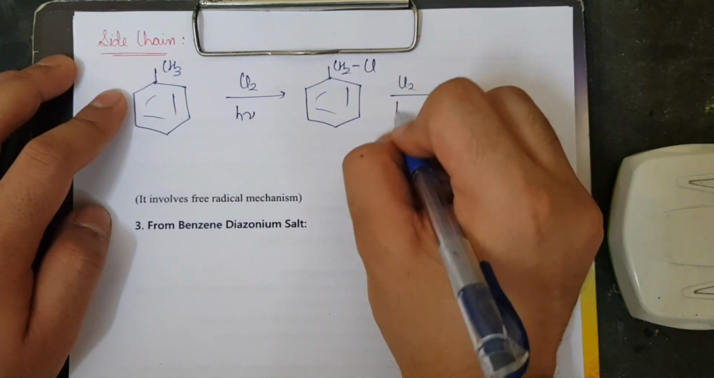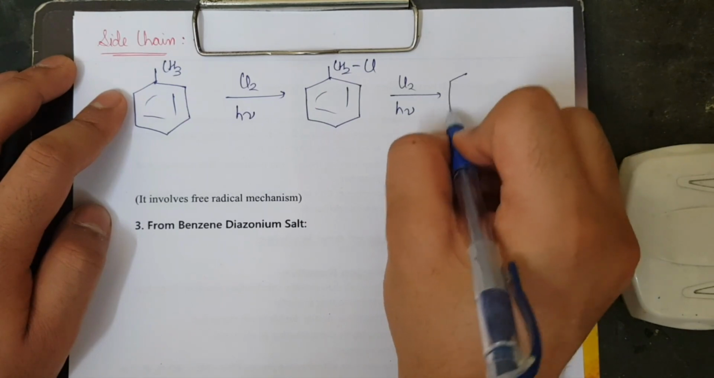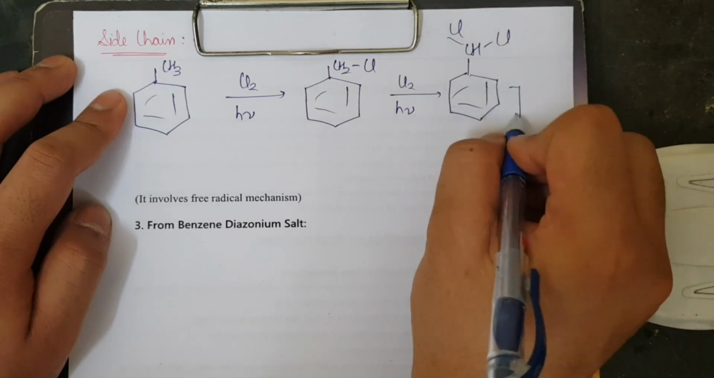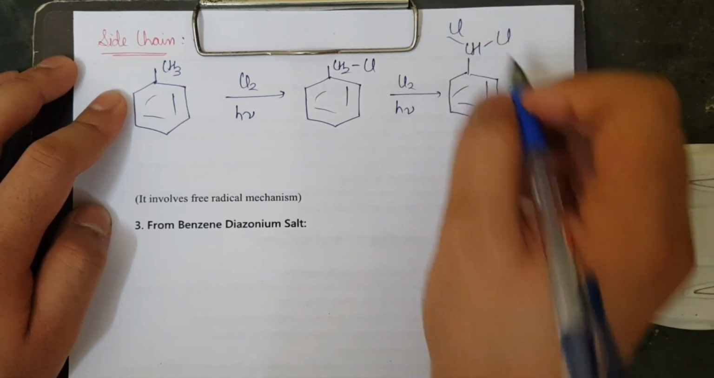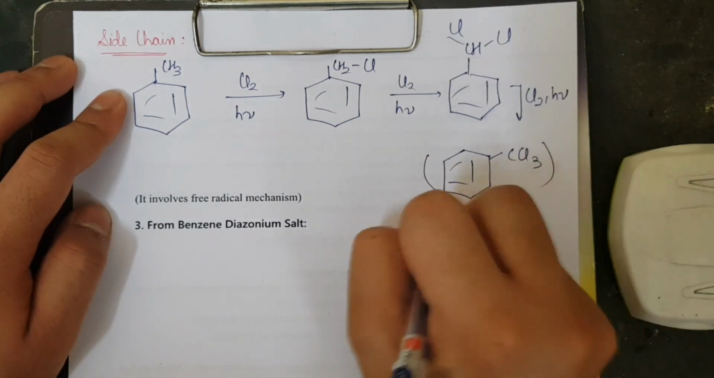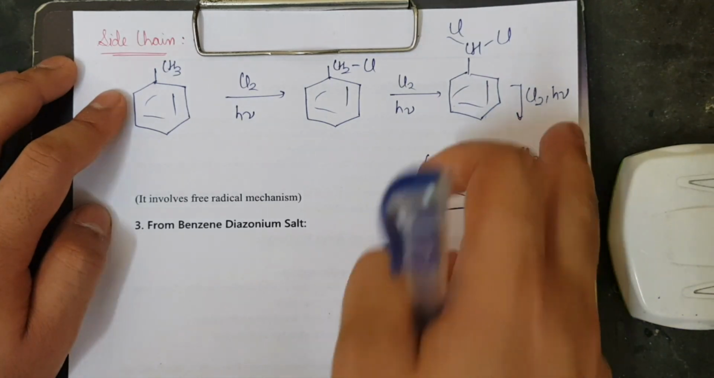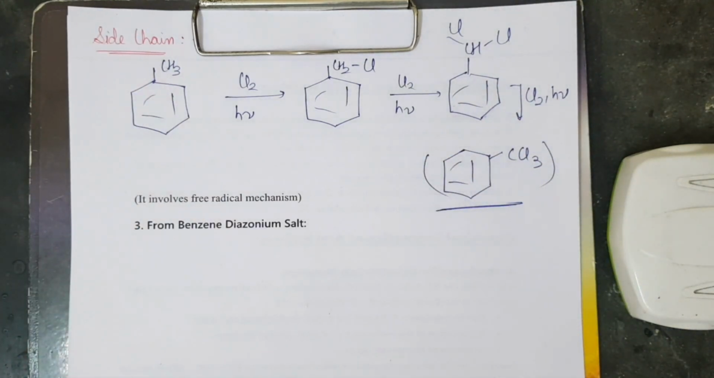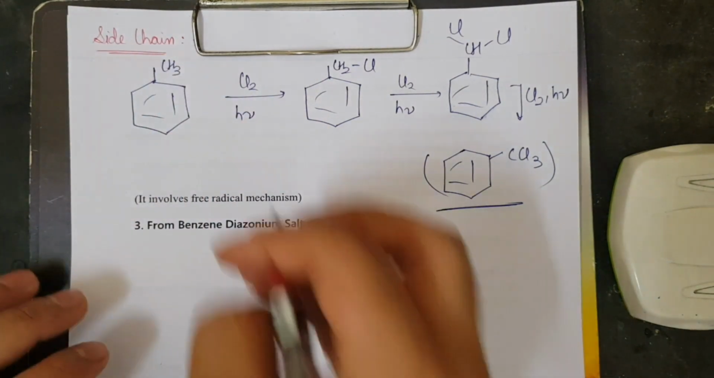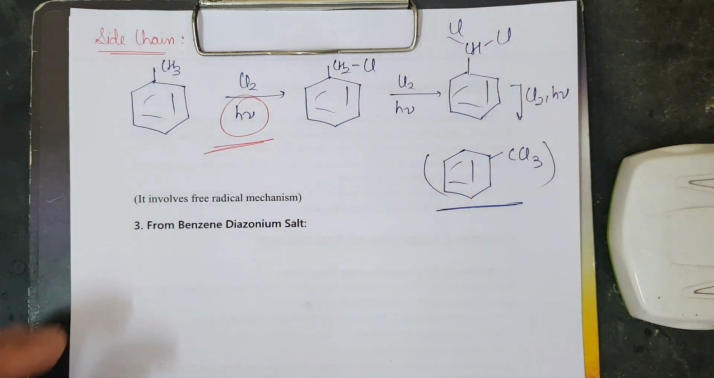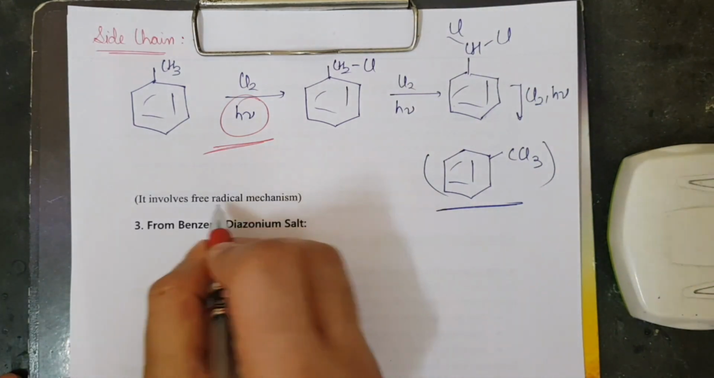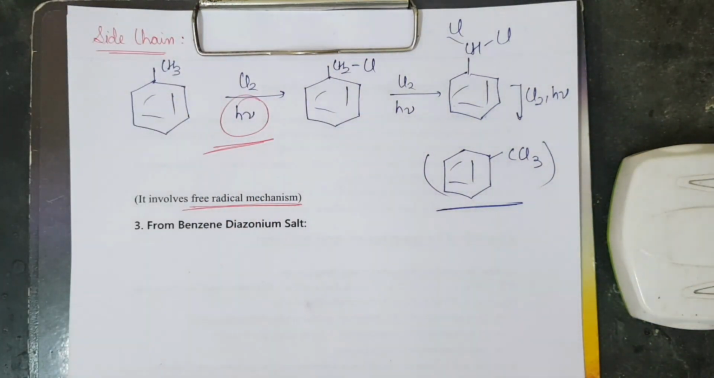Now once again we take Cl2, hν. Once again a radical will be formed here, giving the formation of CHCl2. Once again take Cl2, hν. Once again this radical would be formed here, giving the formation of CCl3. So this is known as benzotrichloride. Basically a trichloride is formed here. The basic point to note from here is that when we need the halogenation on a side chain, we go by the radical procedure. When we need the halogenation on the ring, we go by the procedure of the Lewis acid. You can see that the free radical mechanism is involved in the side chain process.